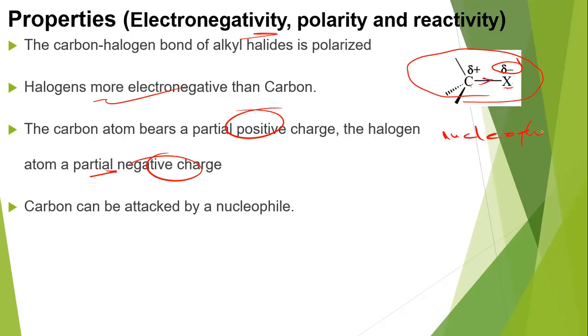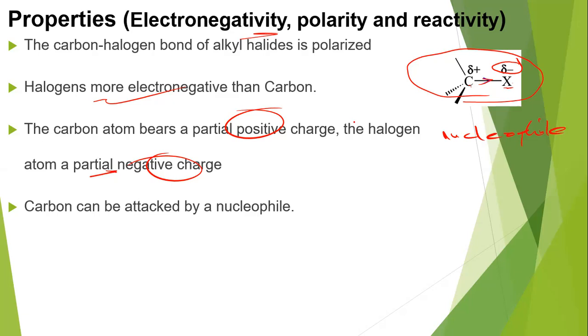Now, this is introducing us to the reactivity of alkyl halides. The first thing we said is that the carbon-halogen bond is polarized, because they have a difference in electronegativity. The electronegativity of the halogen is higher than that of the carbon, making the carbon partially positive. Because it's partially positive, it can be attacked by a nucleophile, right?